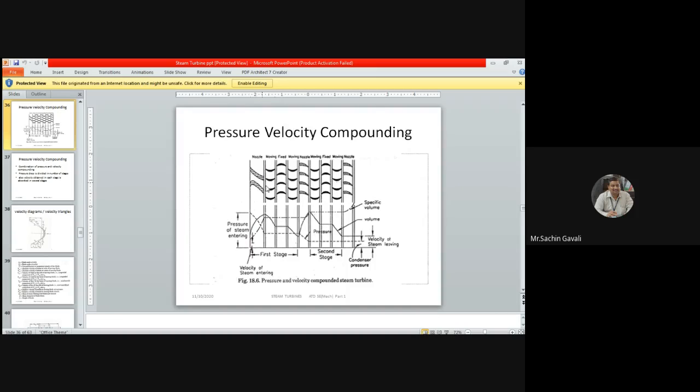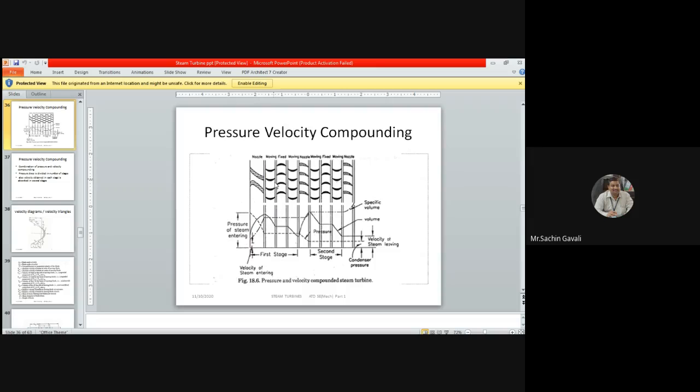So this is the nozzle. Afterwards comes the moving blade, then a row of fixed blades, again followed by a row of moving blades. Means in between two moving blades one fixed blade is there, or in between two fixed blades one moving blade is there, depending on the stages. So: moving blade, fixed blade, moving blade, then nozzle.